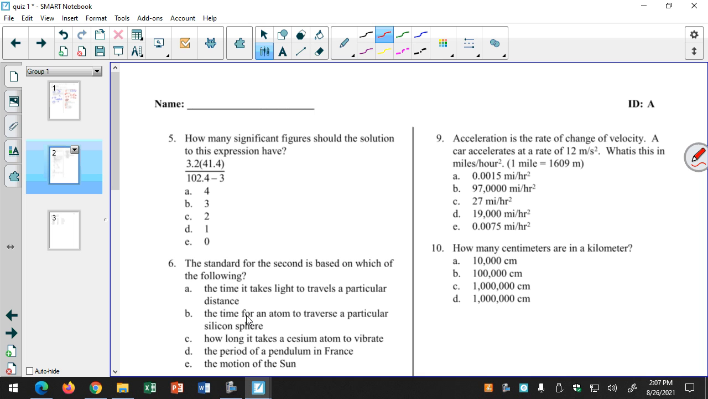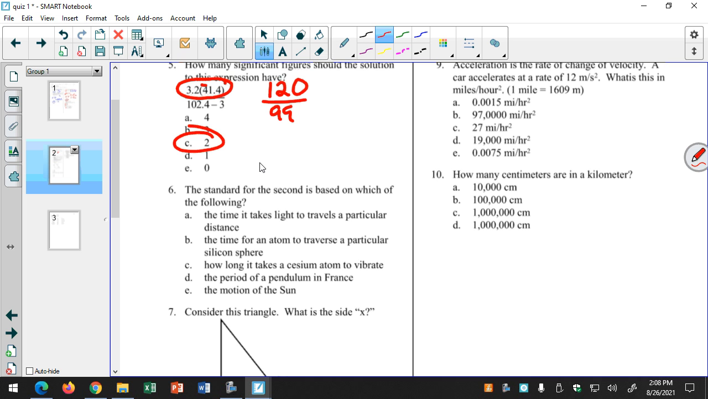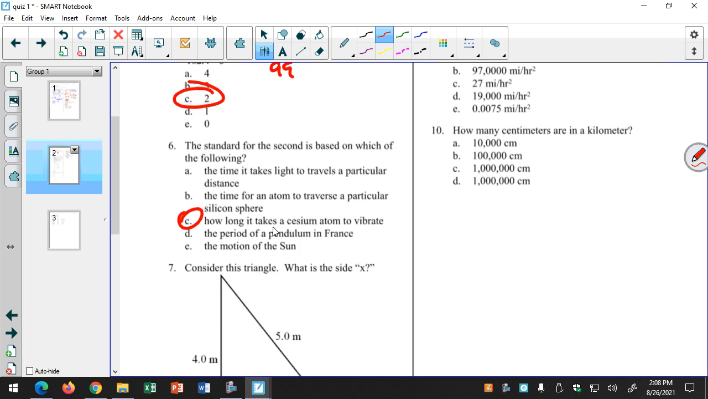How many sig figs in this one? I'm not going to do the actual calculation, but I don't have to estimate it. If I do that with proper sig figs, it's going to be 120. I'm pretty sure that's right. Point is, I'm going to have 2 sig figs in that top number. And in the bottom, I'll have like 99. So I have 2 sig figs on the bottom and 2 sig figs on the top, so I'm going to have 2 sig figs in the final answer. The standard for the second is based on the cesium atom vibrating.